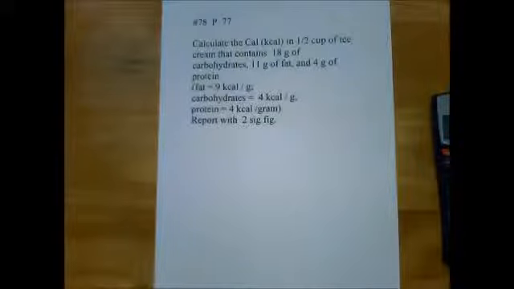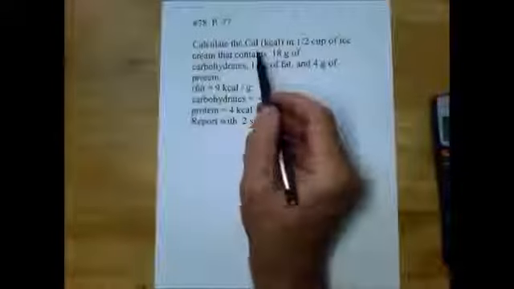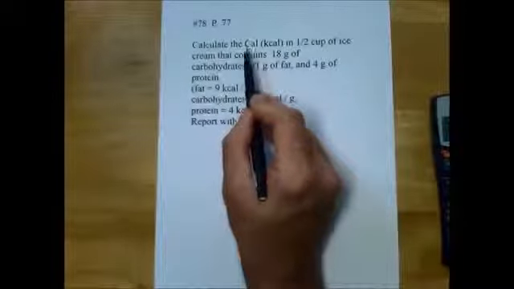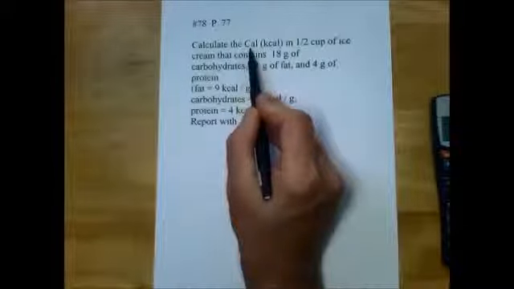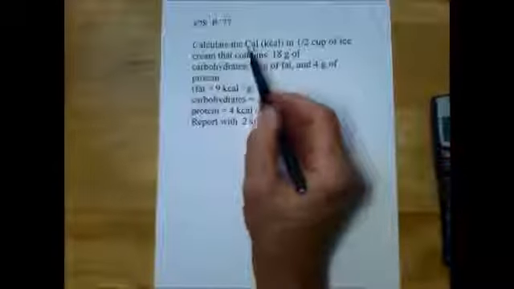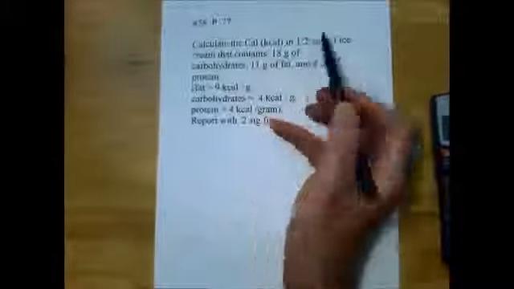Problem number 78, the next one, which is on page 77, asks a very similar question, and this time we're going to calculate the big C calories in half a cup of ice cream that contains 18 grams of carbohydrates, 11 grams of fat, and 4 grams of protein. And one thing you should keep in mind, even if you didn't have kcals there, whenever you see big C cal, that means it's kcals. Little c cals is the calories that we're familiar with, but big C cals are kcals.